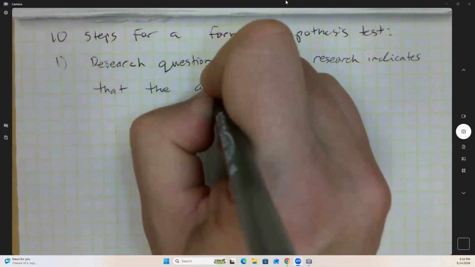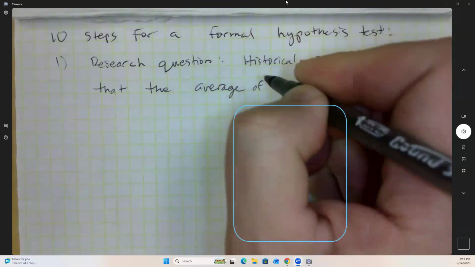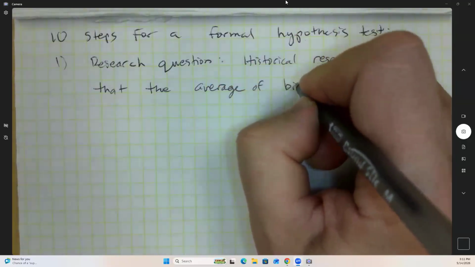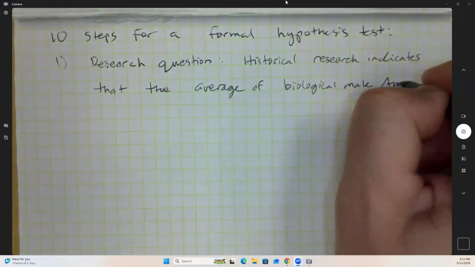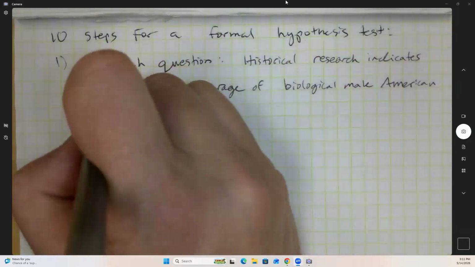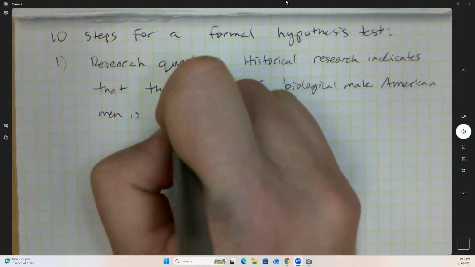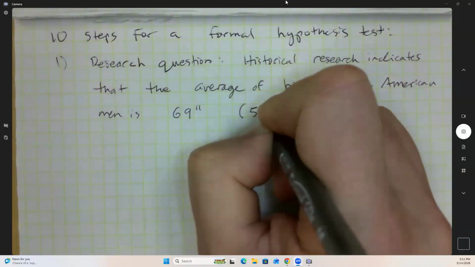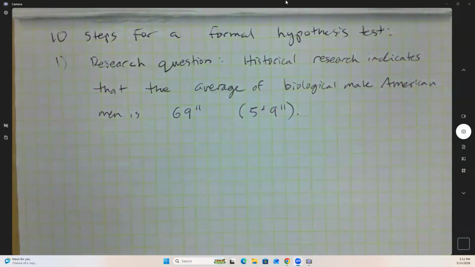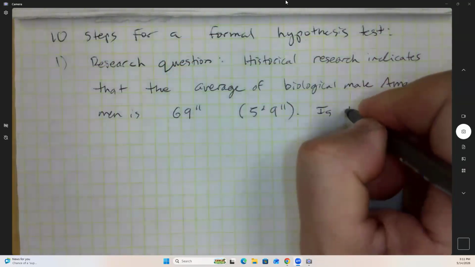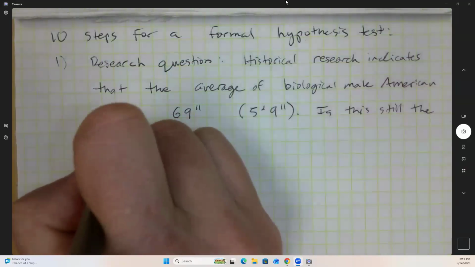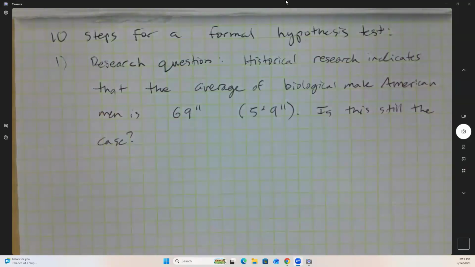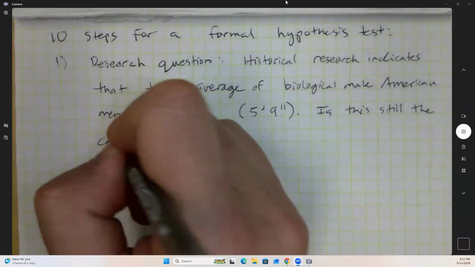that the average height of biological male American men is 69 inches. That's 5 feet 9 inches. Is this still the case? All right, there's my research question.